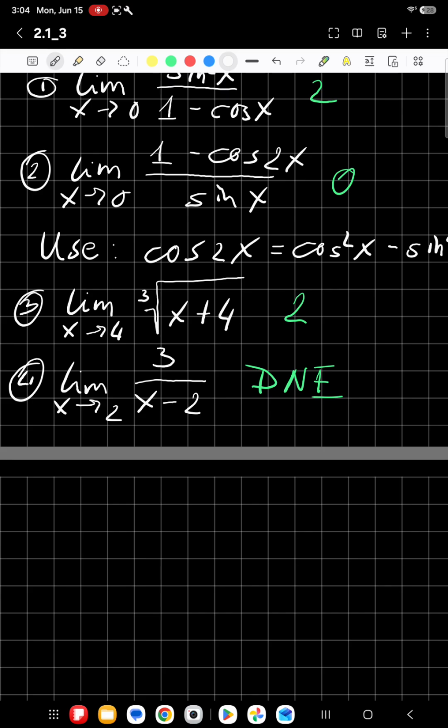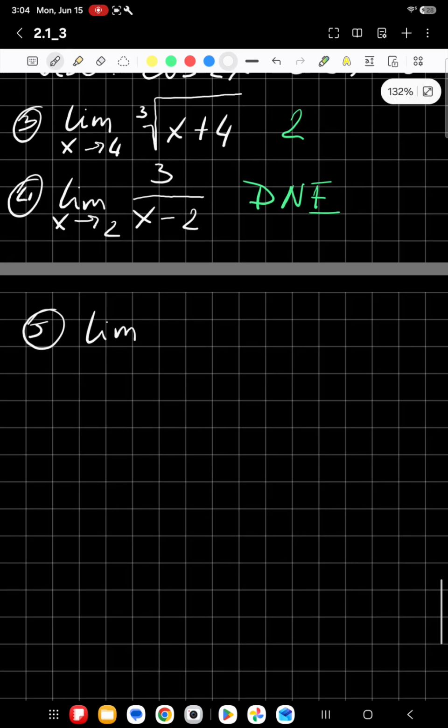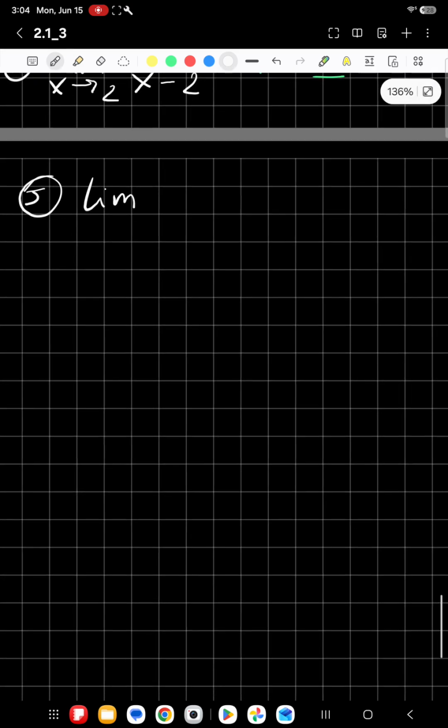Okay, number 5. We have the limit as x approaches 0 of tangent x over x. The answer for this one is 1.